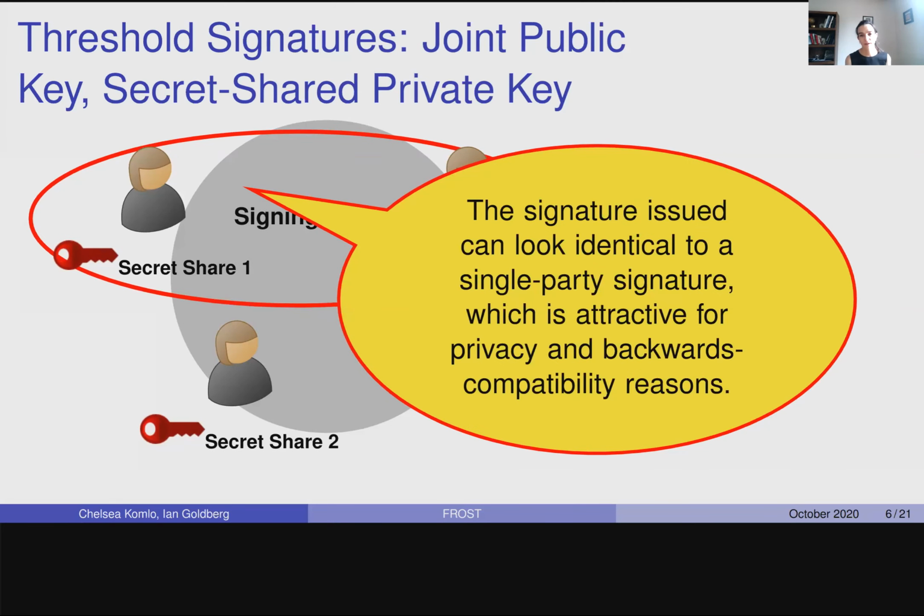And then again, something that's nice is that the signature that's issued in a threshold setting can look identical to a single party signature. And this is attractive for privacy and backwards compatibility reasons. So basically a signature that you issue in a threshold setting can look as though only one entity signed it. So you don't leak this T out of N number, and there's no metadata being leaked. And also because you can then use the same verification algorithm for both single party signatures and multi-party signatures.